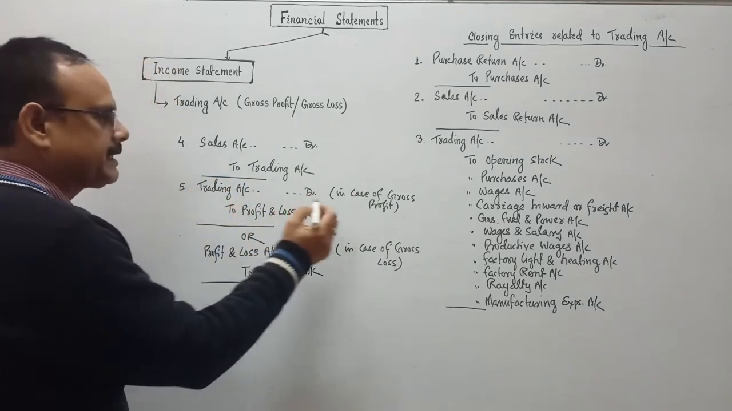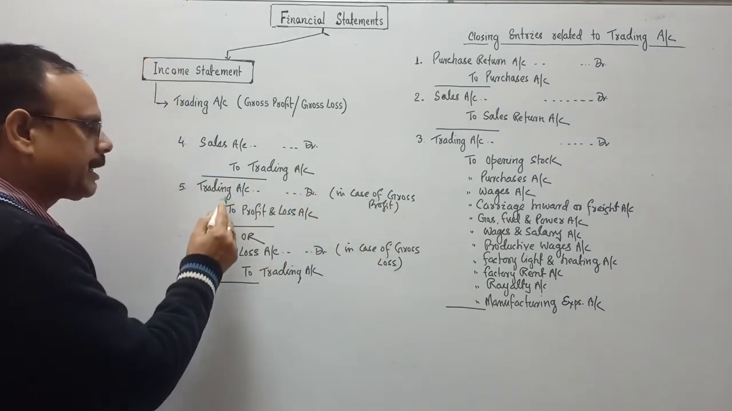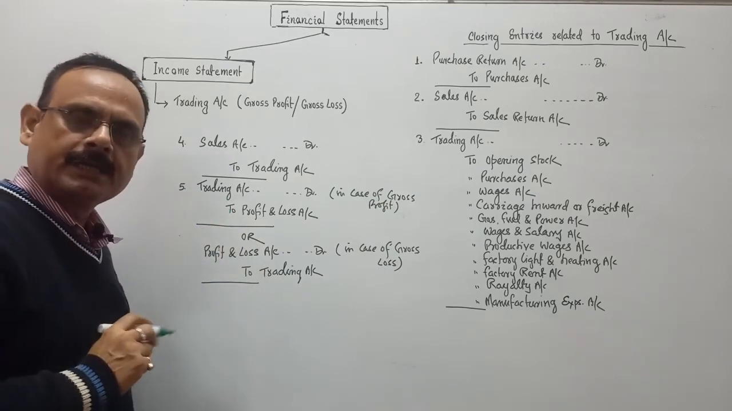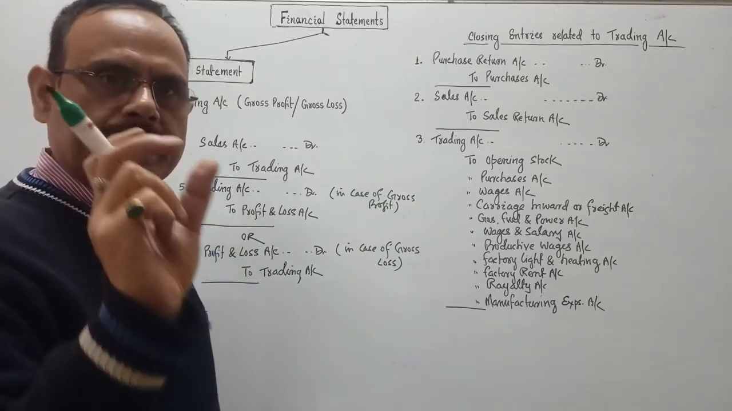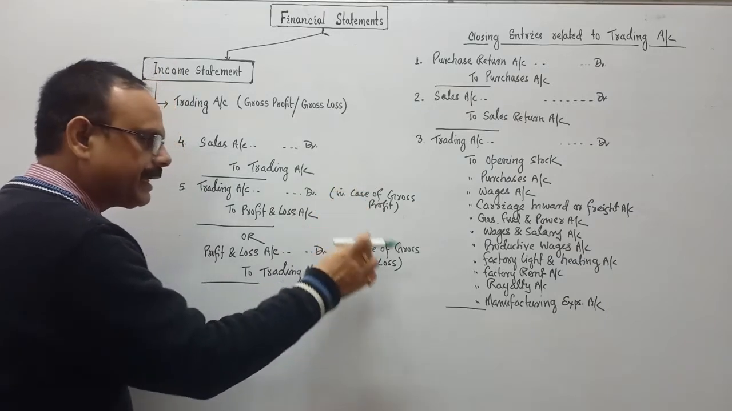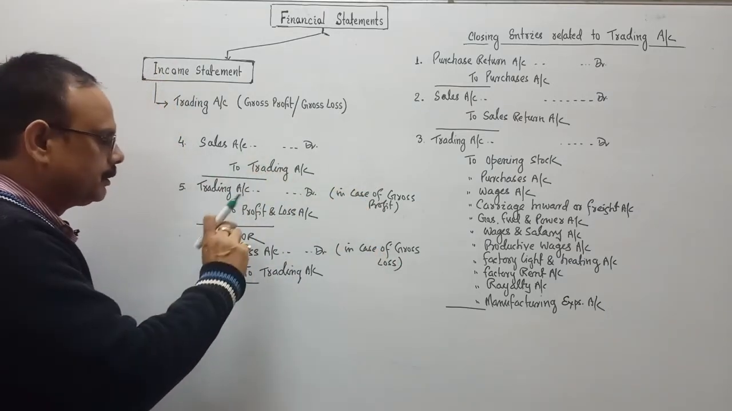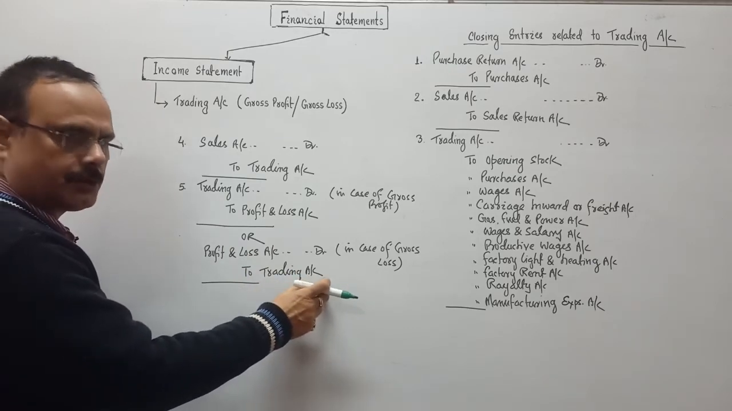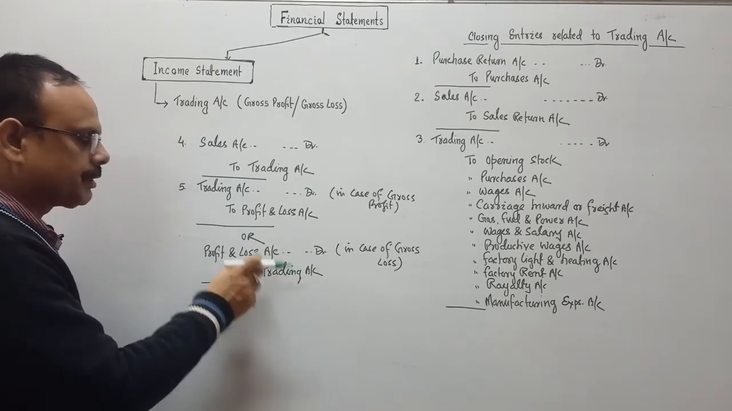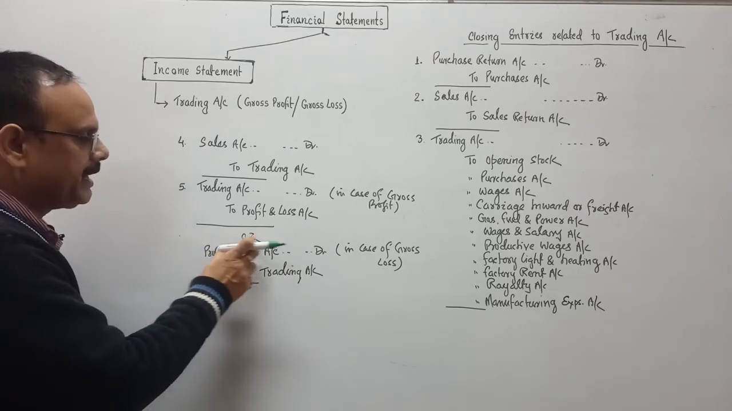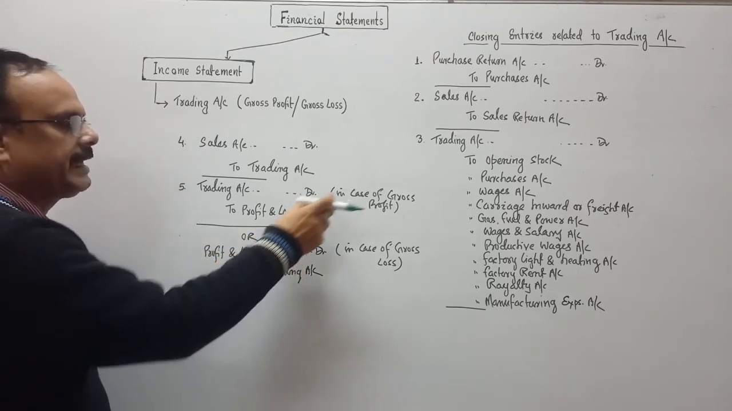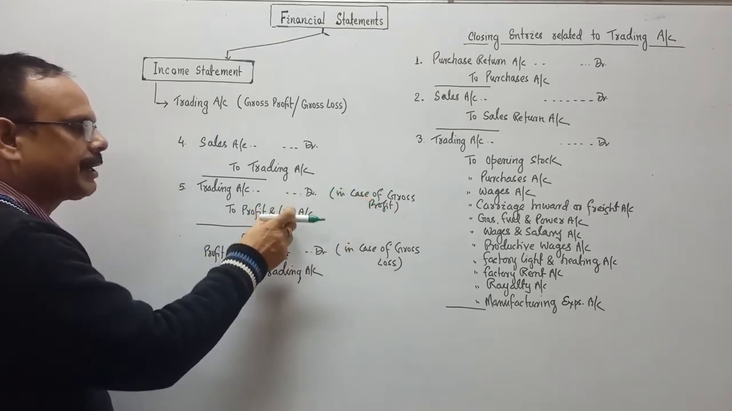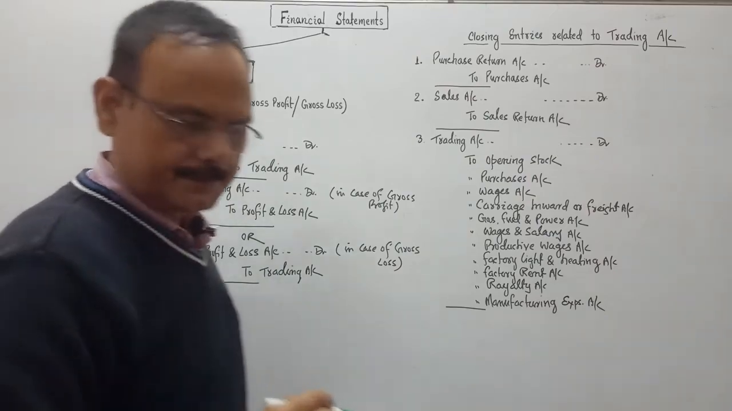In case of a gross profit, trading account is debited to profit and loss account, and the difference will be transferred to profit and loss account, and vice versa. In case of loss, the profit and loss account is debited to trading account, so the loss will be transferred to the profit and loss account. So P&L account debit to trading account, and in case of gross profit, trading account debit to profit and loss account.